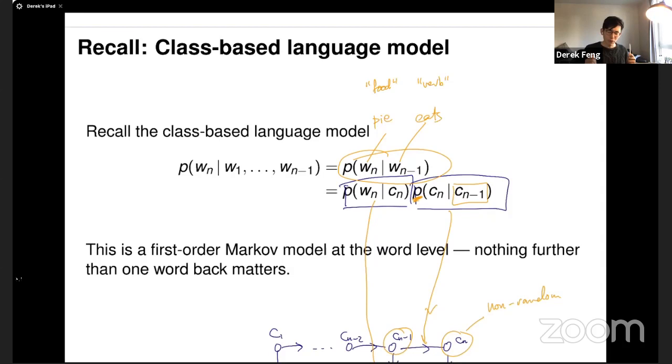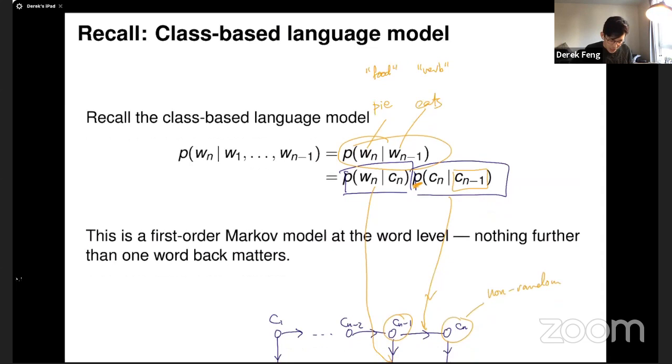If the C's were random variables, then you would have to worry about the C's themselves being different. But here, the C's are basically predetermined already. If I give you my W, then the C's are essentially fixed. So then you really just have to look up the table. I guess you shouldn't really call it probability, but it's essentially probability: what do I assign to the value that I transition from a verb to a food next? It would be different.